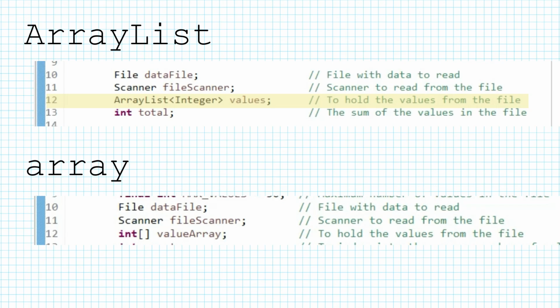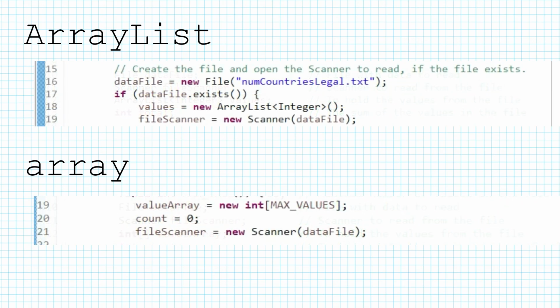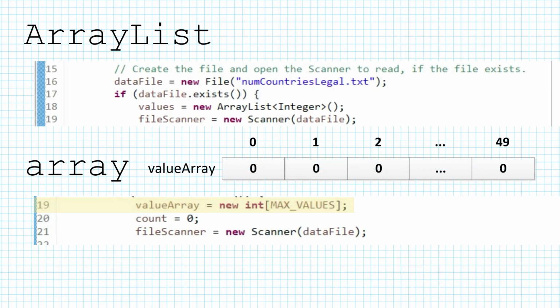Once we've determined the file exists, in the old program we create the array using the new keyword, the data type, and the size of the array. This allocates space for max values integers and initializes them all to 0. In the new program we allocate space for the ArrayList using new ArrayList, open angle bracket, Integer, close angle bracket, open paren, close paren. Again, we use the angle brackets and put the data type of the ArrayList in the angle brackets. Notice also that we're invoking a constructor here.